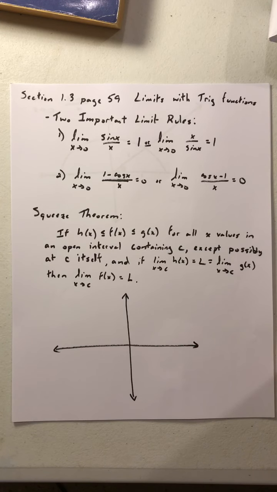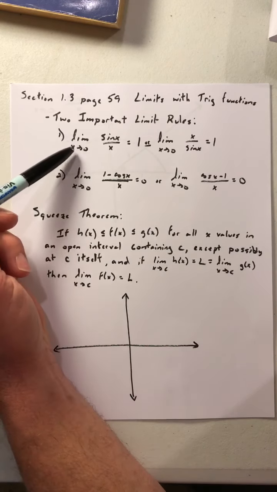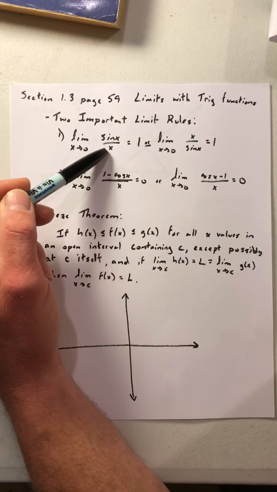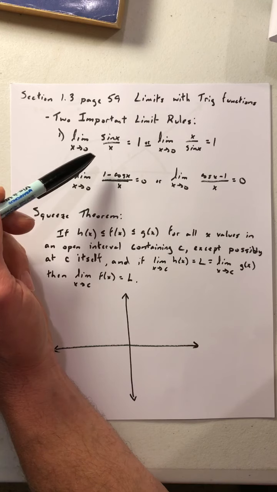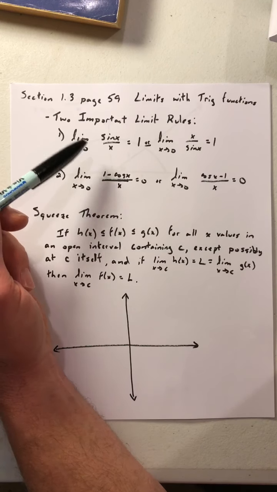Welcome back. So we're going to spend today looking at limits with the trig functions. And there's two important rules that we want to remember when we talk about the limits with trig. And those are the limit as x goes to 0 of the sine of x over x is equal to 1. And we saw this when we looked at the numerical values or when we created the charts.